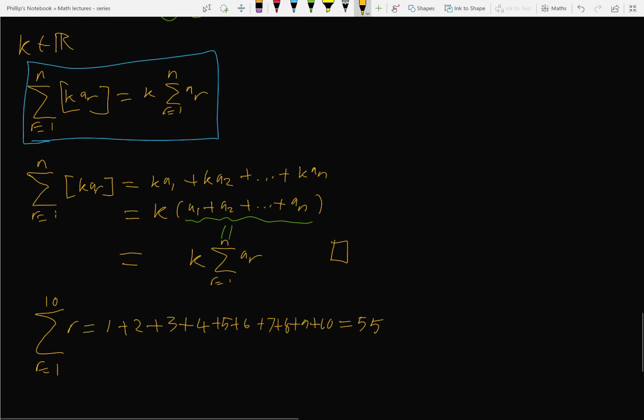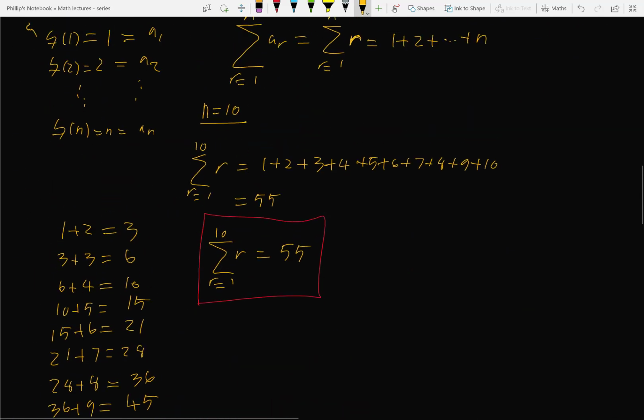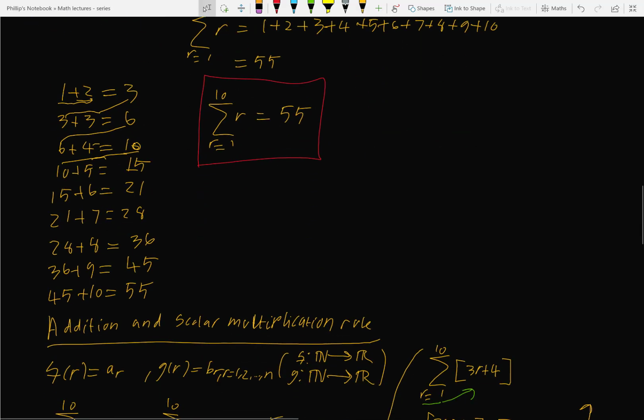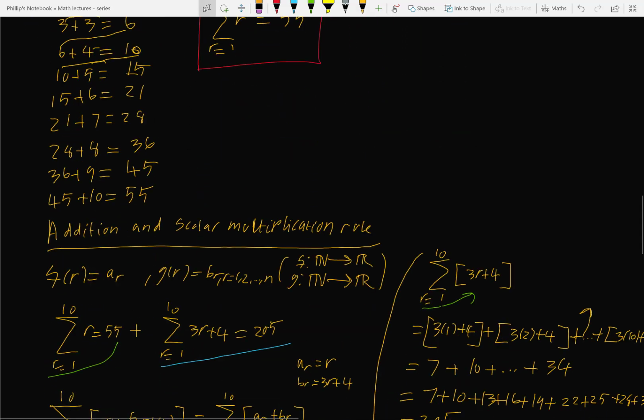Now that wasn't too difficult, we did it above. So what we did is we took the first two terms, added them together, and we got 3. Then we took the 3, added on the 3, got 6. Then we took the 6, added on the 4, got 10. Then we took the 10, added on the 5, got 15, and we just literally added all the terms up manually, and we got 55.